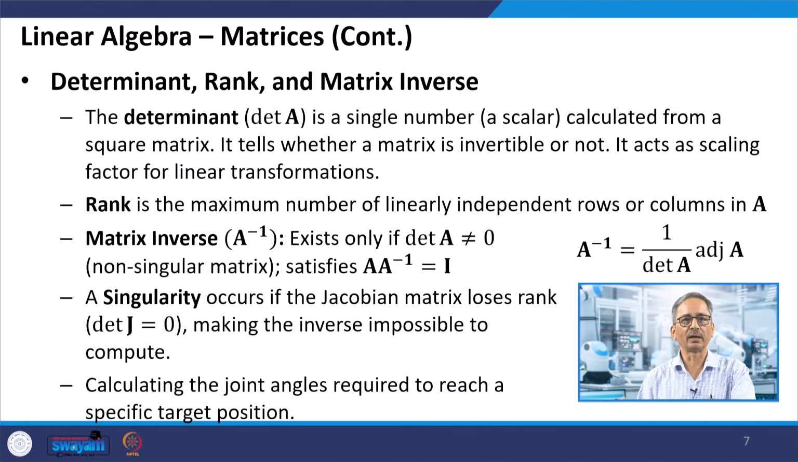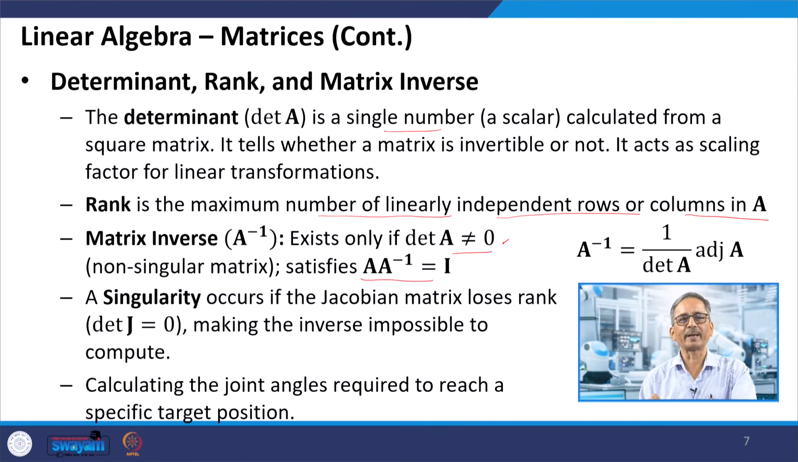Next concept which we are going to look at is the determinant, rank and the matrix inverse. The determinant, as all of you know, is a single number, what we call a scalar, which is calculated from a square matrix. It tells whether a matrix is invertible or not, and it acts as a scaling factor for the linear transformation. And rank is defined as the maximum number of linearly independent rows or columns in a matrix. The matrix inverse exists only if the determinant of the matrix is not equal to 0, and it satisfies A A inverse equal to the identity matrix.